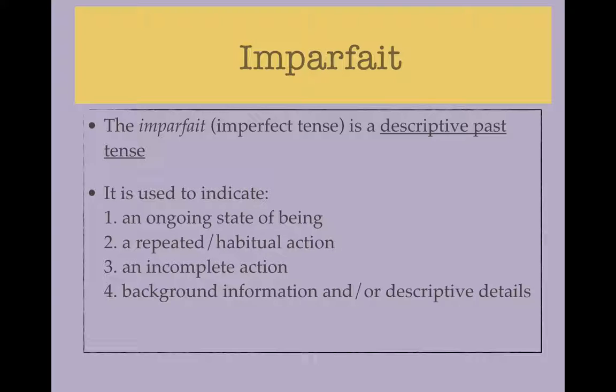To make it a little bit easier to start off, at the very least, the imparfait is used to indicate 4 different things. It can either be an ongoing state of being, so something where you were a certain way for a long time. The most common example of this, especially that we'll see this unit, is something like when I was 8 years old. So you were 8 years old for a really long time. It's an ongoing state of being.